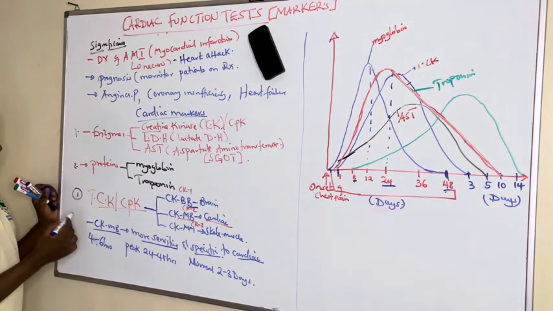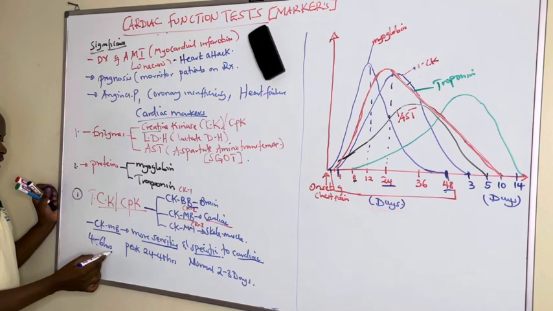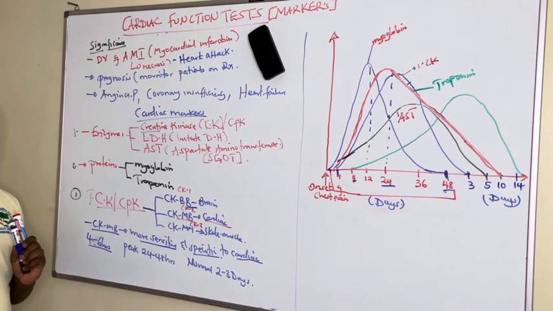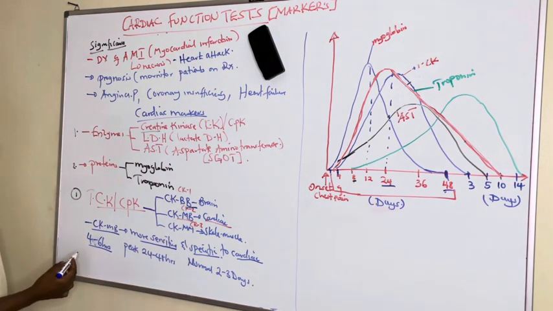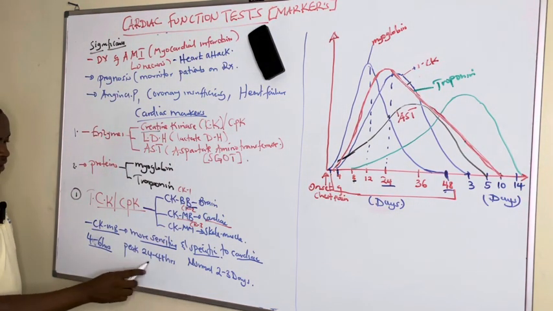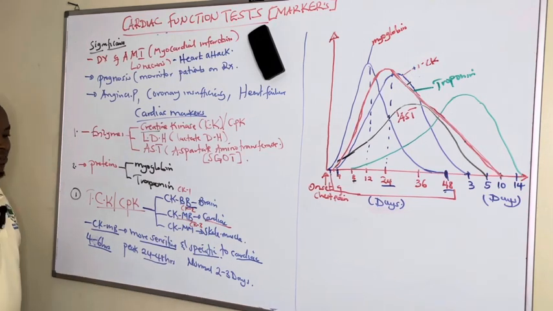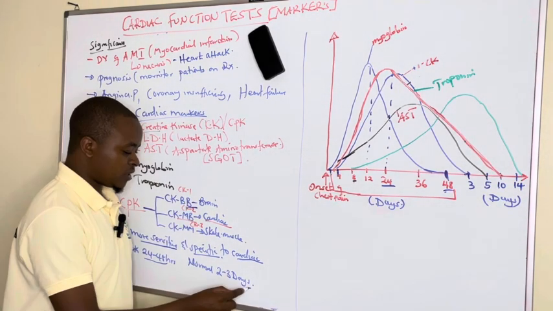So we are seeing creatine kinase, it starts to rise whenever we see chest pain. You count 4 hours, that's when it begins to rise in serum. Then by 24 to 48 hours, it attains the peak. Then within 2 to 3 days, it returns to normal.